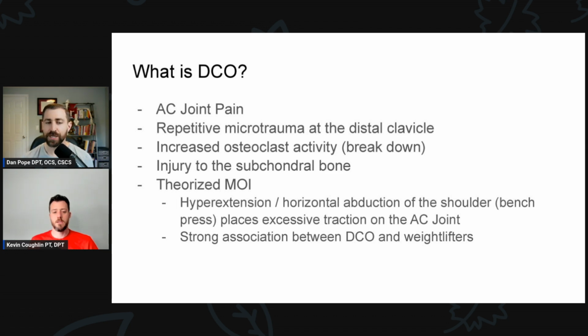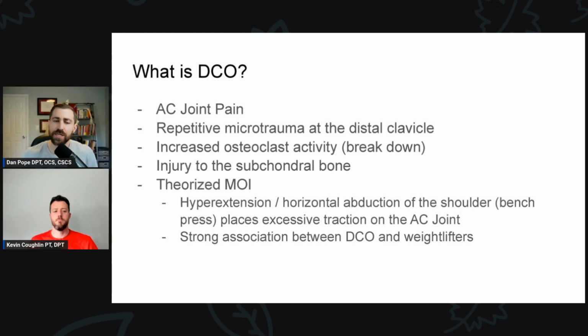So like I said, it's an injury to the subchondral bone. What's a bit interesting about this is it's different than just AC joint arthritis. AC joint arthritis, one of the aspects of this is having a lot of breakdown of the cartilage. What's interesting about DCO is the breakdown of that subchondral bone, right? So the bone starts to wear down on the clavicular side.